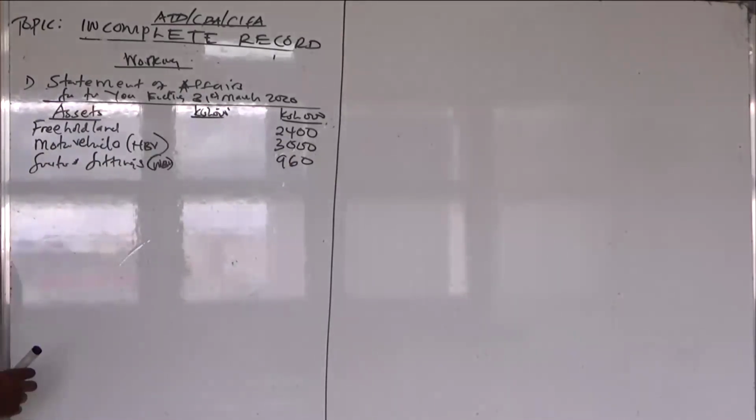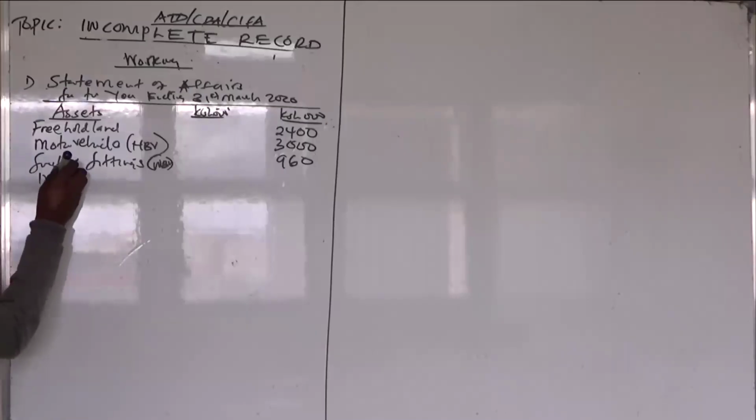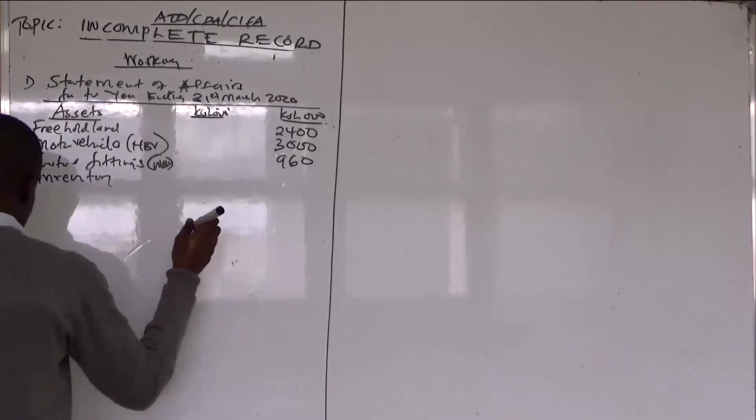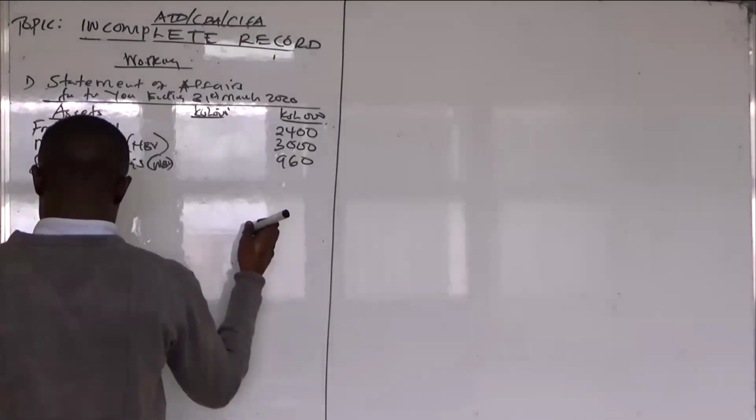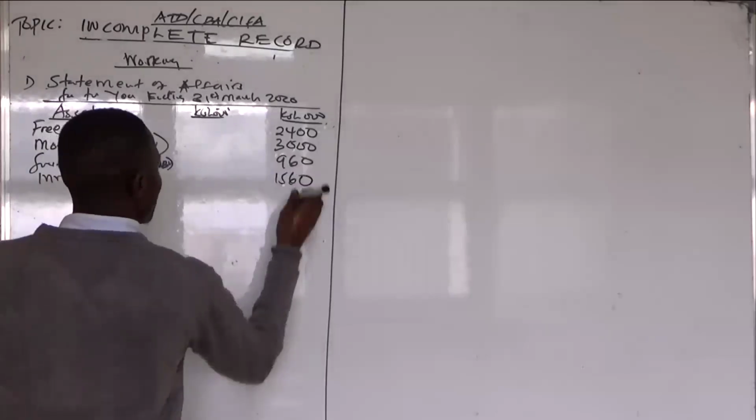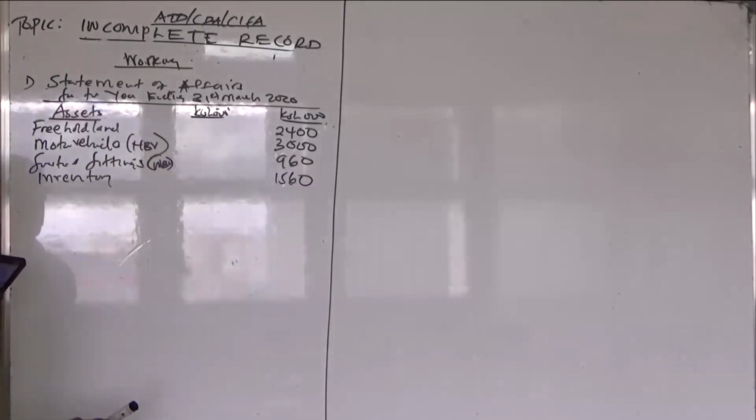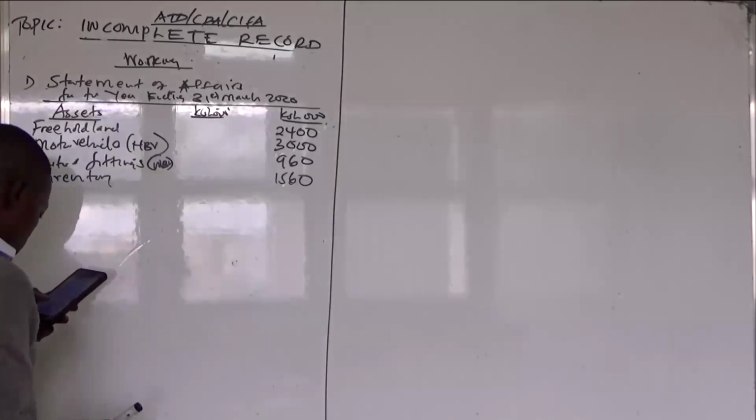We also have inventory. How much is inventory? 15? 60. So now add up the total assets. What is the total assets? I think we have not left out any asset. The total assets will be 7920.